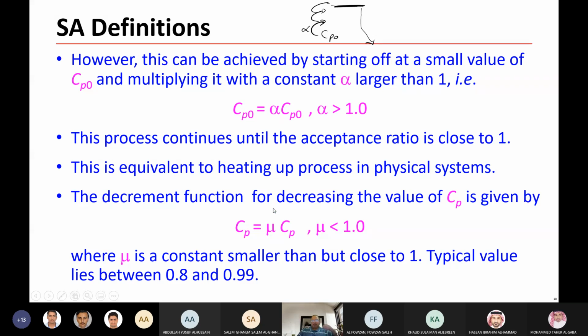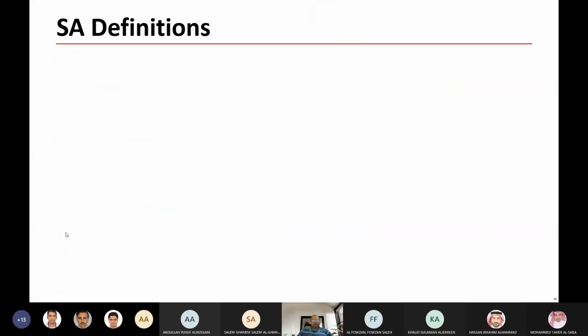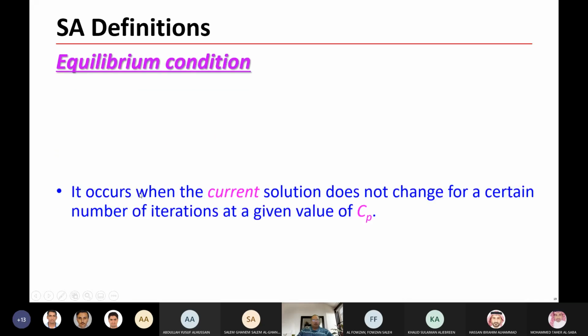So it's a little bit confusing with particle swarm, but this alpha in particle swarm is less than 0. This is a heating up, and this is a cooling down, so mu should be less than 1. Do you have any question?